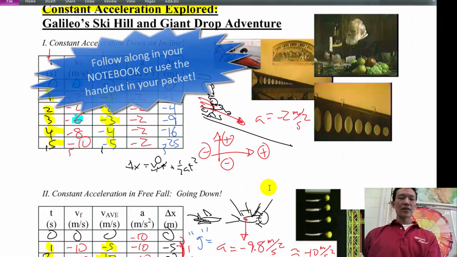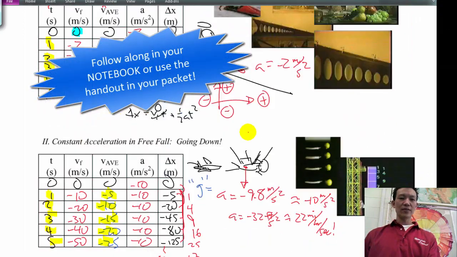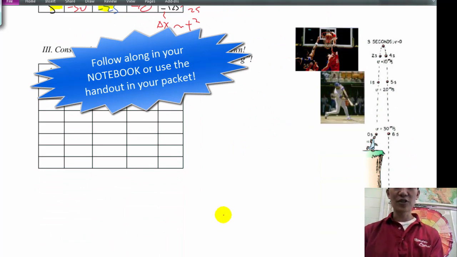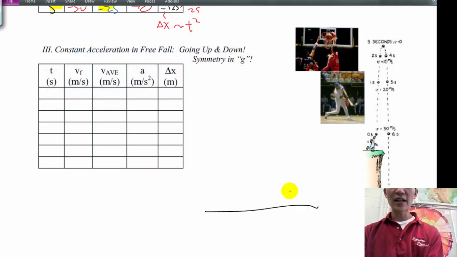We looked at going down a ramp with Galileo. We looked at free fall. And the last thing we're going to look at is this idea of symmetry. And here's the basic idea. Instead of Galileo going skiing or skydiving, let's say he decides to just play a little baseball.